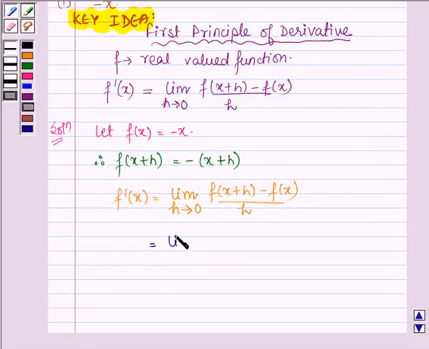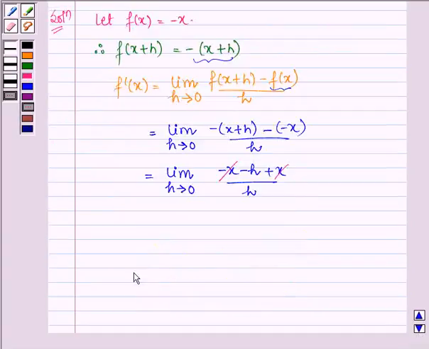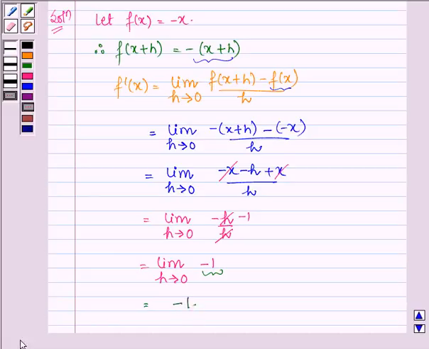This is further equal to limit as h approaches 0 of f at x plus h, which is minus of x plus h, minus of f x, which is minus x, upon h. This is further equal to limit as h approaches 0 of minus x minus h plus x upon h. On cancelling minus x plus x, we have limit as h approaches 0 of minus h upon h, which on further cancelling we have limit as h approaches 0 of minus 1. Now minus 1 is independent of h, therefore our answer is minus 1.